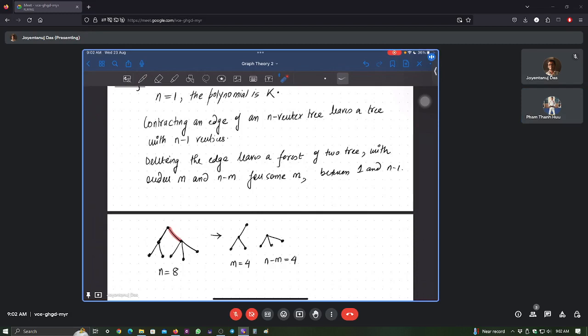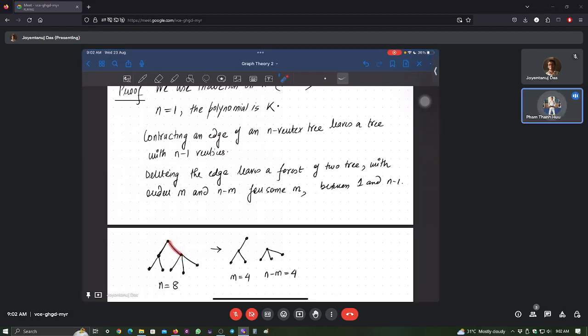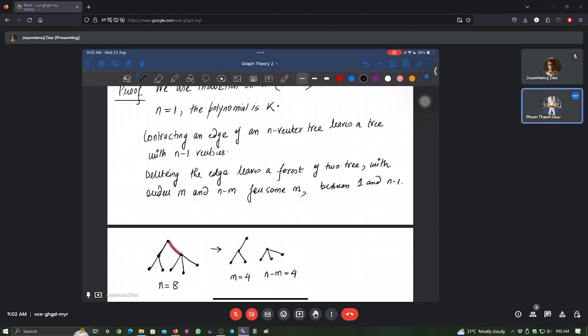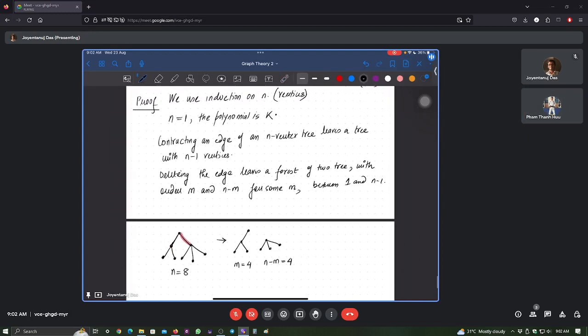And this is the thing. And if we contract an edge, if I contract this one, then this vertex and this vertex get merged, right? Then we will have n minus 1 vertices. So it will be 7, right? Now we can use the induction hypothesis for both of them, right?